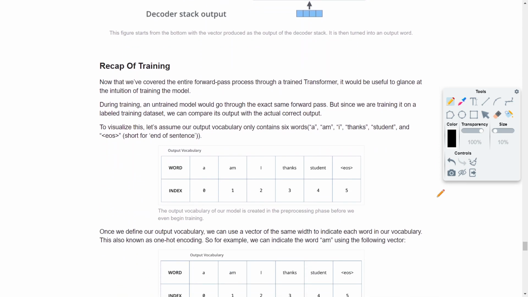So now one pass of the decoder part is completed. If we zoom out and see what exactly has happened under the hood, we have covered the entire forward pass that we can use to train the transformer. Now, during training, an untrained model goes through the exact same forward pass, but since we are training it on a labeled training set, we will compare its output to the actual correct output. And to mark the end of a sentence, we use the EOS tag.